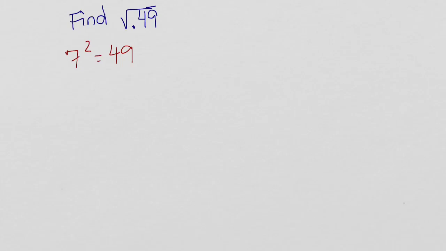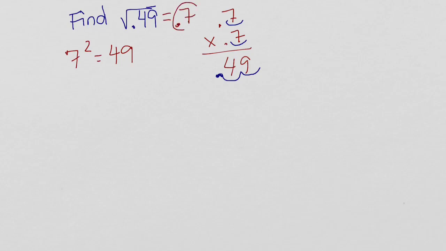So it turns out that if you multiply 0.7 times 0.7, look what happens. 7 times 7 is 49, and of course you have to account for those decimal spaces moved. So you have to move the decimal 2 places to the left, and you end up with 0.49. So if you got that the square root of 0.49 was 0.7, that's exactly right.